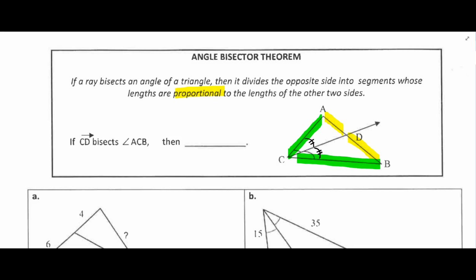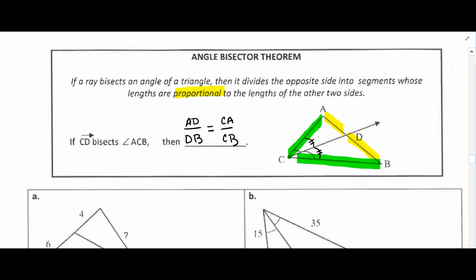The way the theorem states it is that AD over DB, so these are the two pieces of that side of the triangle, are proportional, so equal to the other two sides of the triangle, CA over CB. So these two pieces are proportional to these two sides.